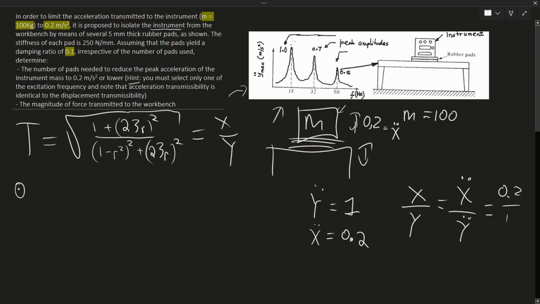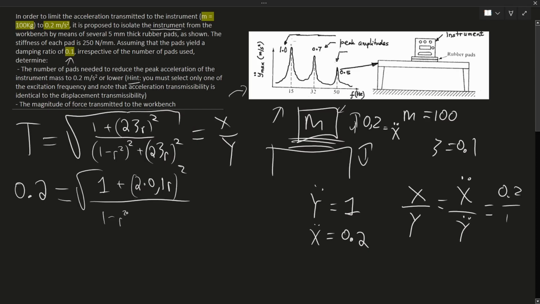All right, so 0.2. Also, it's giving us the damping ratio somewhere over here. Where is it? Where is it? Over there. All right, so that's our zeta. It's equal to the square root of 1 plus (2 times 0.1 r) squared, over (1 minus r squared) squared plus (2 times 0.1 r) squared. I'm just going to write 0.2 r squared.